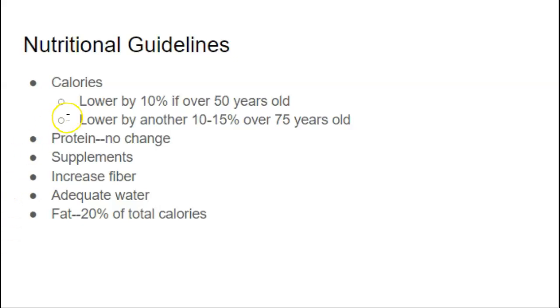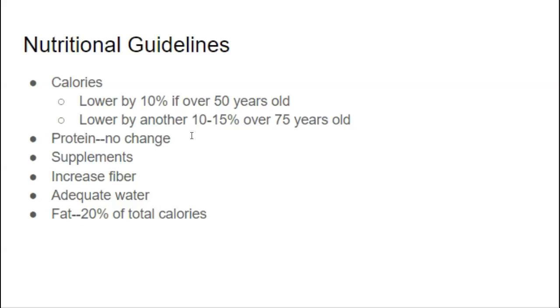You don't really want to change your protein consumption. You do lose a little bit of protein over time in the muscles, but you pretty much want to maintain your normal protein amount that you would take in as an adult. Fat, you want to keep it about 20%. Sometimes you'll see up to 30. In adults, 25 to 30 max, but at this age level, because of the atherosclerosis and cardiac issues, you want to still keep their fat calories to 20% of total calories.